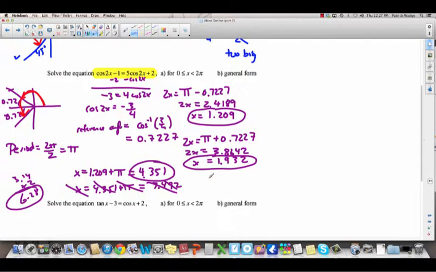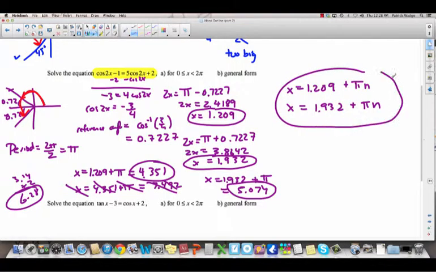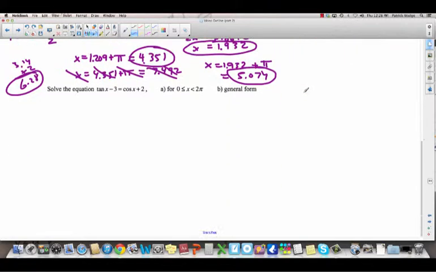And the last one we get is we take this 1.932 and we add another pi. And if you do that, you'll get 5.074. So those are our 4 answers there. General form, x equals 1.209 plus the period's pi, so plus pi n, or x equals 1.932 plus pi n. That's our general form.